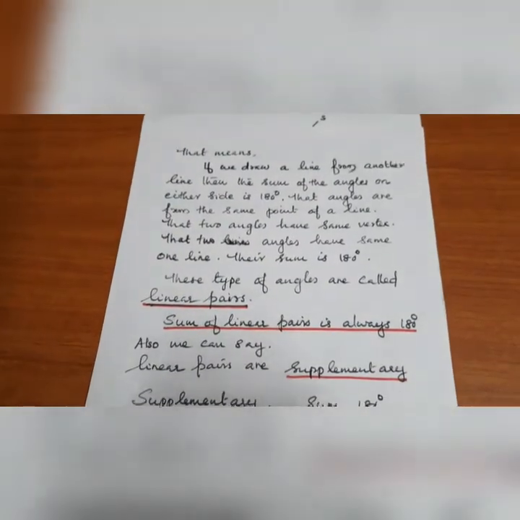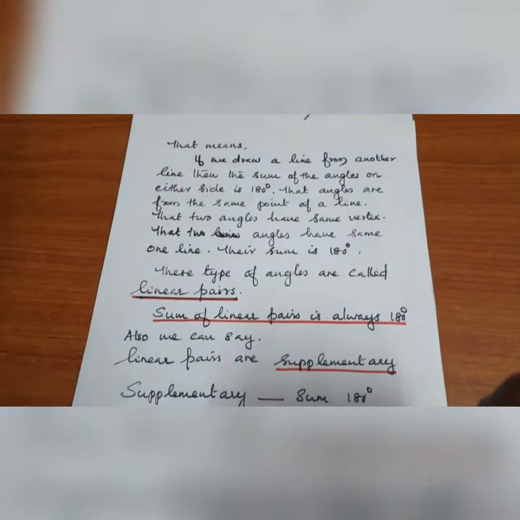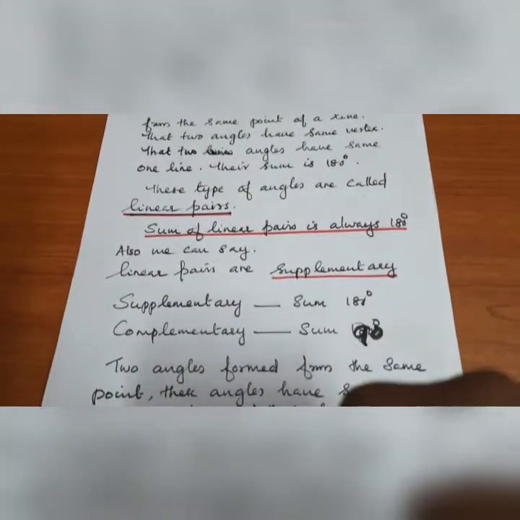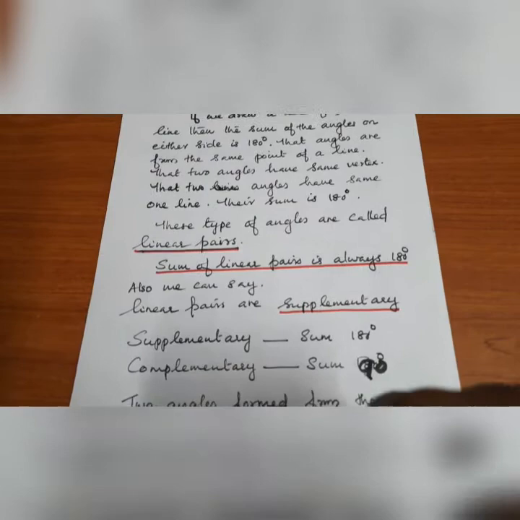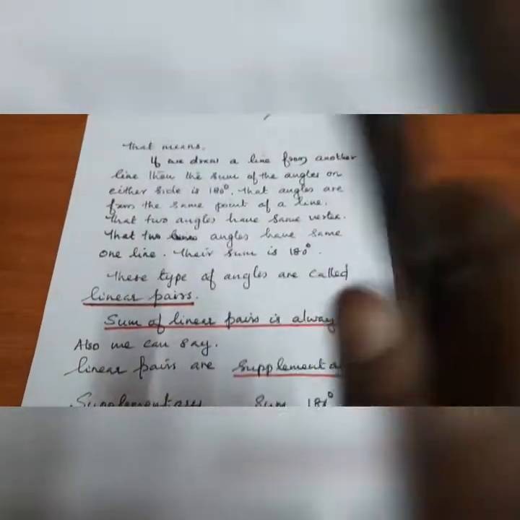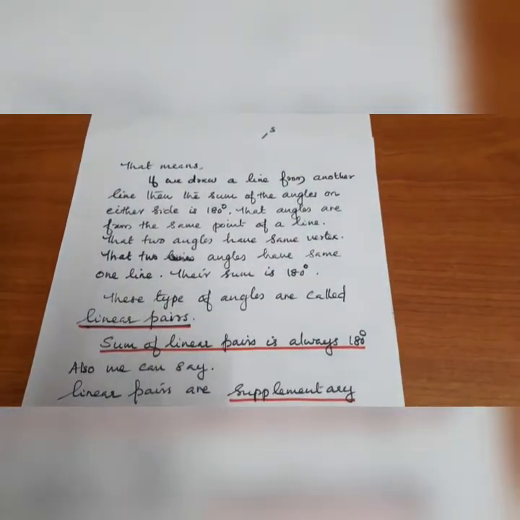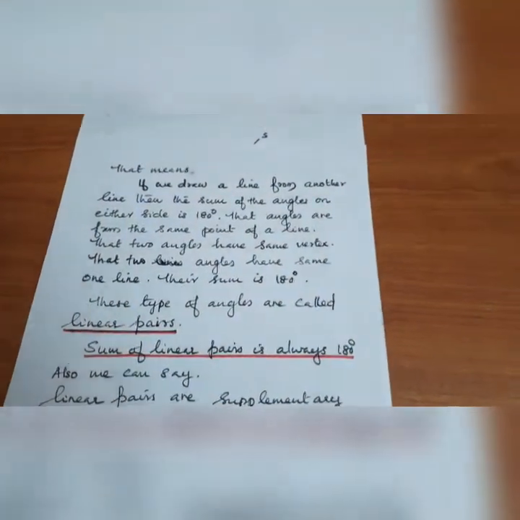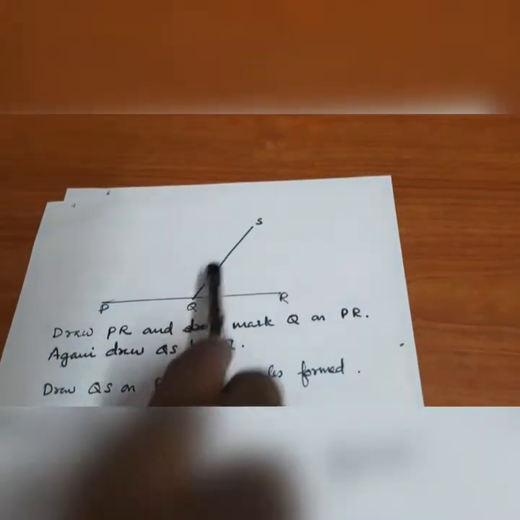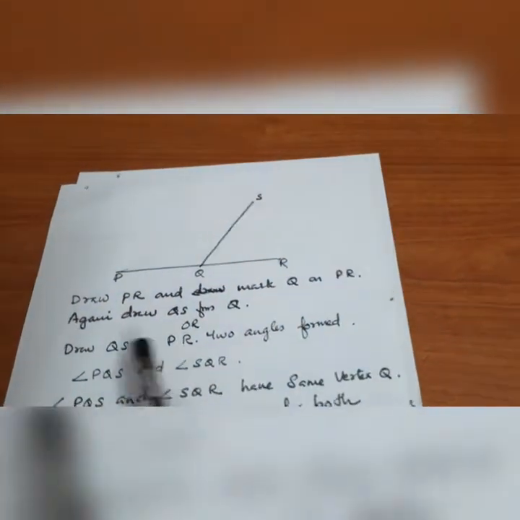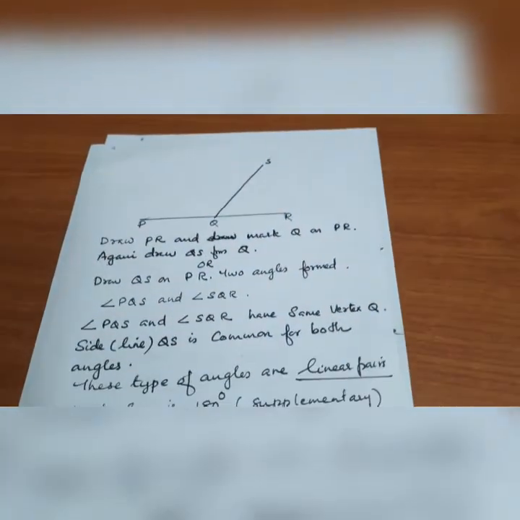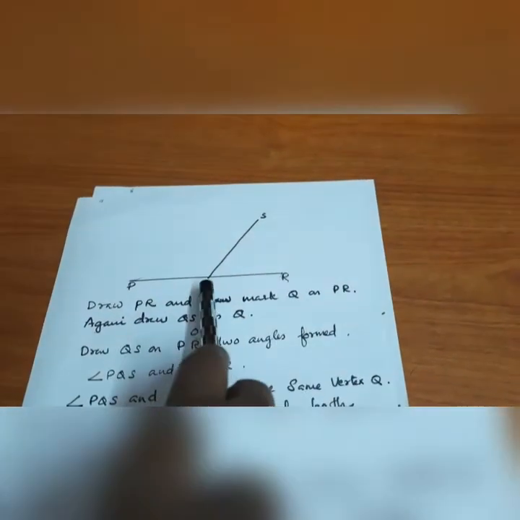If we are given one angle of a supplementary pair, to find the other, subtract the given angle from 180. If we are given one angle of a complementary pair, to find the other angle, subtract the given angle from 90. You only have to remember: supplementary means sum 180 and complementary means sum 90. Don't forget it. It is very important. That means draw a line PR and mark a point Q and draw QS from Q on PR. Two angles are formed, angle PQS and angle SQR. Angle PQS and angle SQR have the same vertex Q.